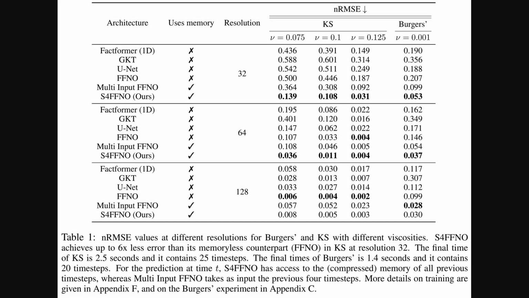Alright, so to really see this in action, there's a table comparing different model architectures. It lays out the normalized root mean squared error, or NRMSE, a measure of prediction accuracy where lower is better, for different partial differential equations. We see their proposed S4FFNO model, which adds memory to a factorized Fourier neural operator, or FFNO. That's a neural network for physical systems. It consistently achieves lower normalized root mean squared error. For instance, at low resolution, this memory-enhanced model shows up to a 6 times error reduction compared to the standard factorized Fourier neural operator without memory. This really underscores the advantage of remembering past information.